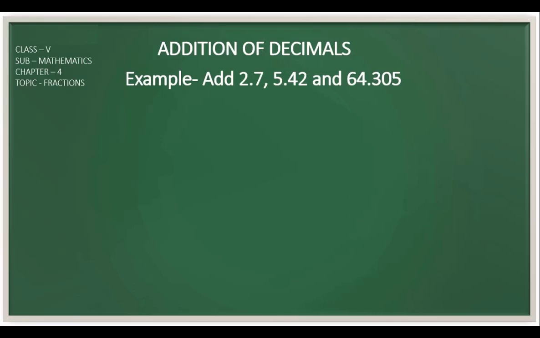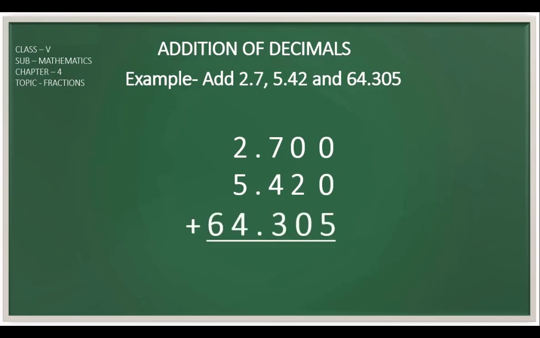Another example, add 2.7, 5.42 and 64.305. So let's write the numbers such that their decimal place lies in the same position. As we know that when we add numbers, the ordering of numbers doesn't matter, so it will apply in decimal numbers as well. We can write it in any order. Now to make it easier, I have added 0, which is not going to change the value, but it will help us in addition.